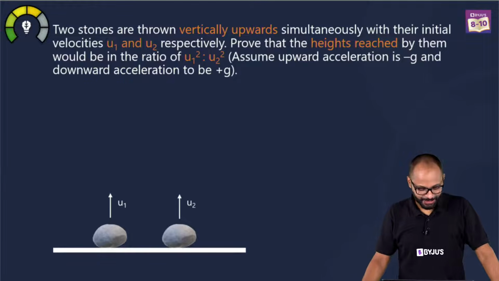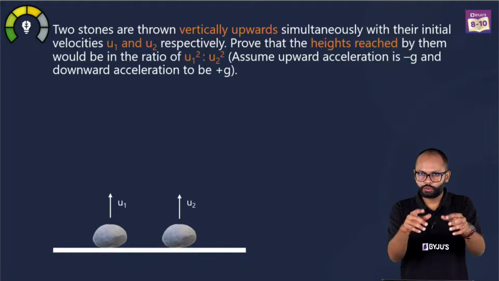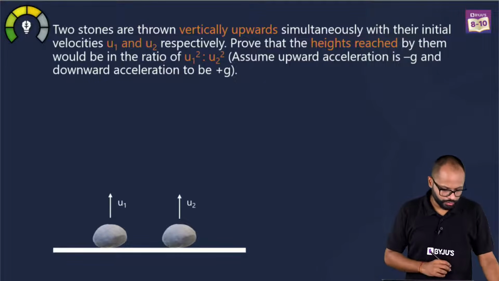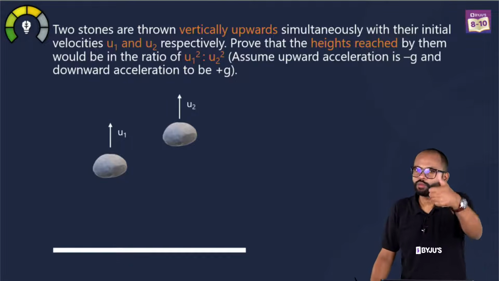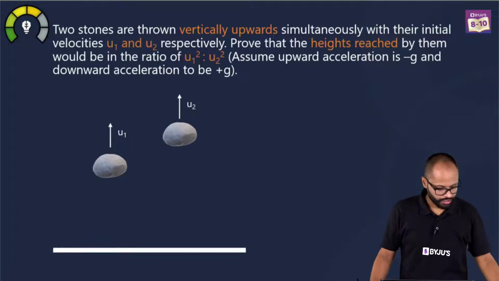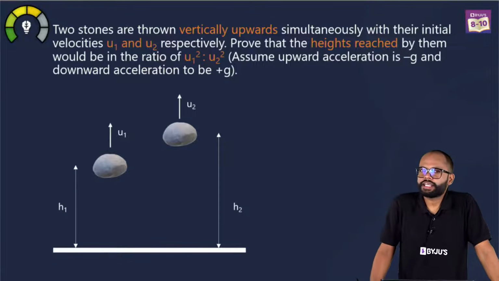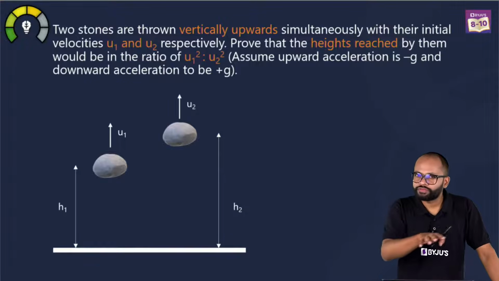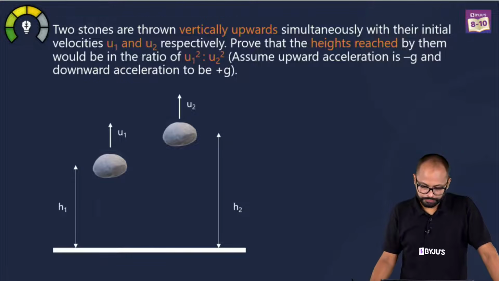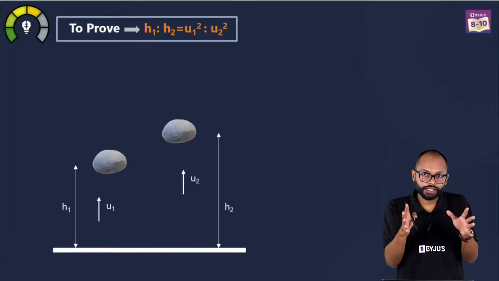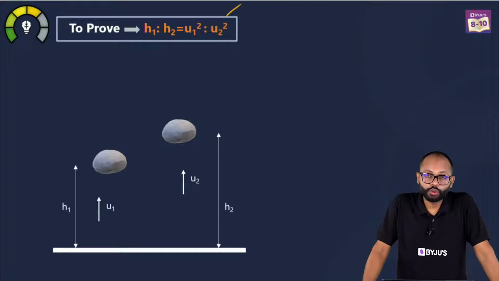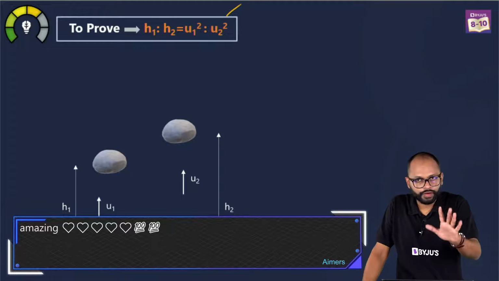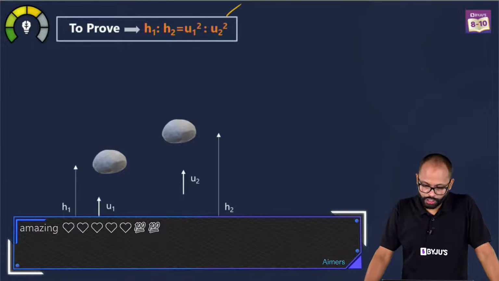So, let's visualize the problem first. Two stones thrown up with initial velocity u1 and u2. Then what will happen? If let's say u2 was more, it will reach more height. It's my assumption. Height of first one is let's say h1. Height of second one is let's say h2. This is all assumption we have to make to answer this question. Now what we have to prove, h1 is to h2 is u1 square is to u2 square. So what to do now? Come on.